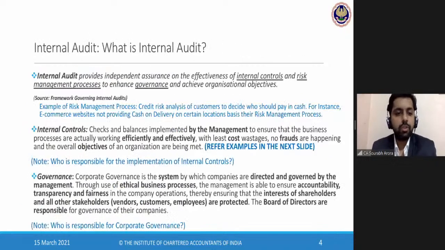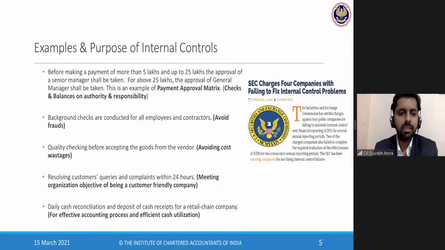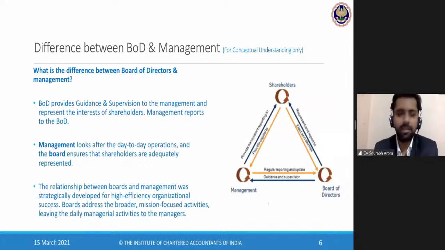Now, we have dealt with the definition of governance, with the meaning of governance, with the definition of internal controls, with the meaning of internal controls. Now we'll revisit the internal audit definition with our newly acquired knowledge. Internal audit provides independent assurance on the effectiveness of internal controls, which we have read about, and risk management processes to enhance governance and achieve organizational objectives. I hope the definition is a little clearer now. But you need to revisit this definition in revision as well, so that you can internalize this concept and it becomes cemented in your head for a long time, for at least the exam, I hope.